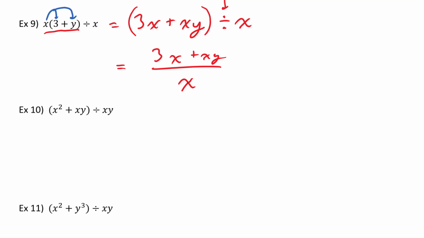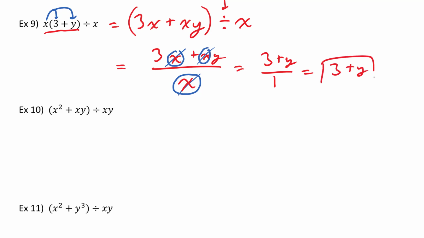Now be careful. You can cancel terms out here. Why is that? Because there's an x in the bottom and every term, very important, every term on the top also has an x. So if that's the case, I can cancel out a single x, and this would give me 3 plus y over 1, which is just 3 plus y.